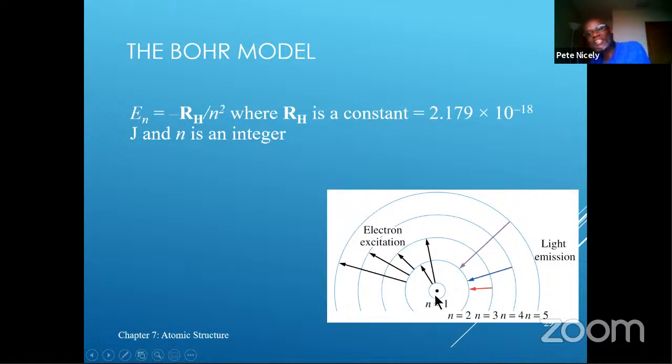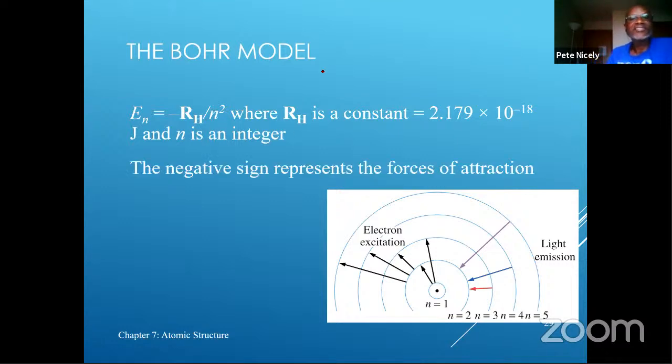So the first orbit here is called the n equal one orbit. The second orbit is called n equal two, and then you have n equal three and so on to infinity, literally to infinity, right? So the n values here represent the different orbits according to the Bohr model. And he came up with an equation based on this model, which represents the energy of the different orbits. And that equation is given right here. E_n is equal to minus R_H divided by n squared. Now R_H is called the Rydberg constant. Let me write that here.